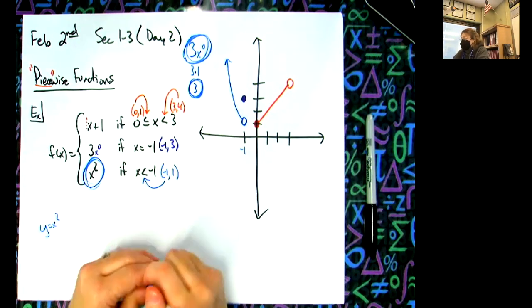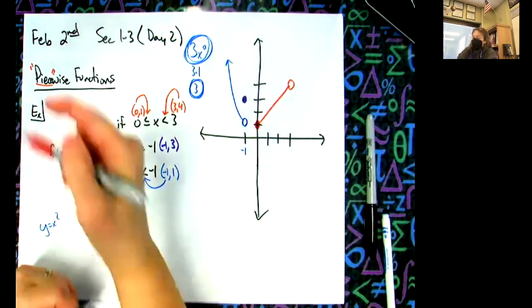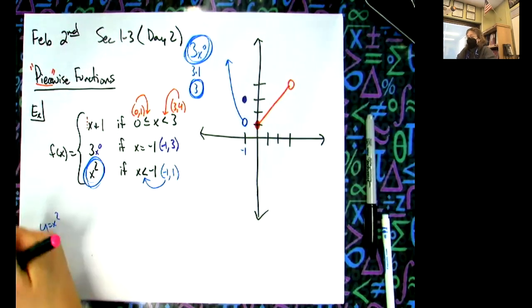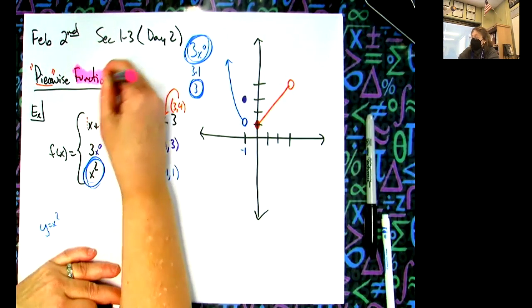Now the reason I can only have this portion is because I told you that this was a piecewise function.